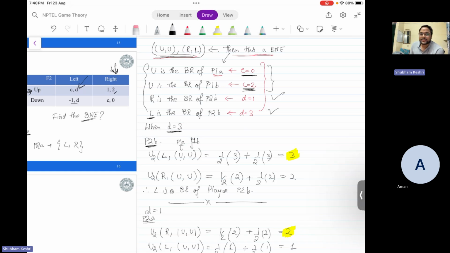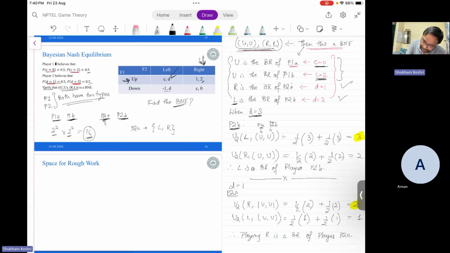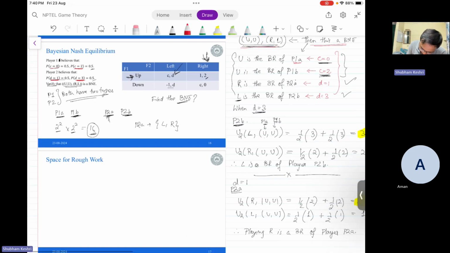Now we have to show these two cases as well. Alright, so we'll just use this side. What is the utility of player 1? Before that, what are we talking about? When C is equal to 2, we are talking about player 1B. So player 1 knows exactly that he is of type B. He doesn't know the type of player 2. Therefore, he will find out the expected utility. Expected utility of player 1 when he plays up, because we have to check for up only.